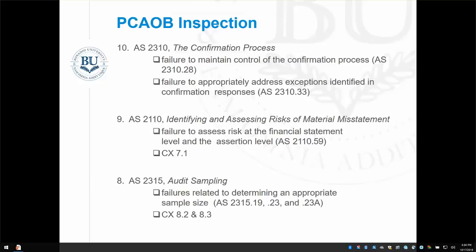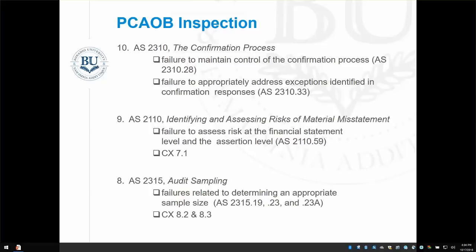And then failure to address the exceptions. So if they received a confirmation back where there was an exception, they didn't do anything with that exception. The engagement teams may have just gone ahead and put it in the binder and ignored the fact that there was an exception. And there needs to be some sort of follow-up work on those exceptions that are identified.